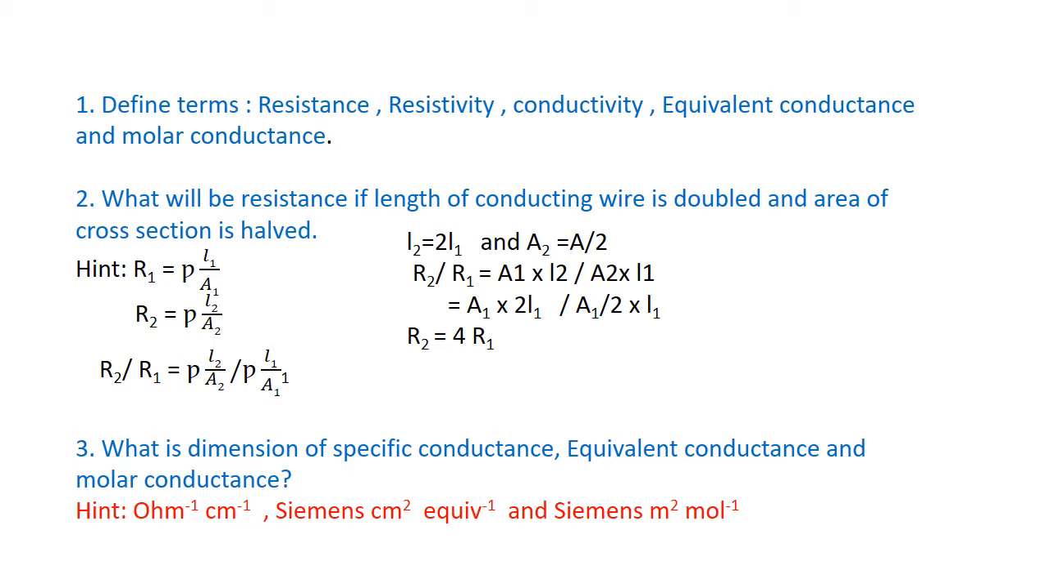In condition number 2, L2 is equal to 2L1 and A2 is equal to A1 by 2. So placing these values and comparing R2 over R1, we can find out that R2 is equal to 4 times of R1. फर्स्ट कंडीशन में जो रेजिस्टेंस है उसका 4 गुना हो जाएगा रेजिस्टेंस इफ लेंथ इज डबल्ड एंड एरिया ऑफ क्रॉस सेक्शन इज हाफ.